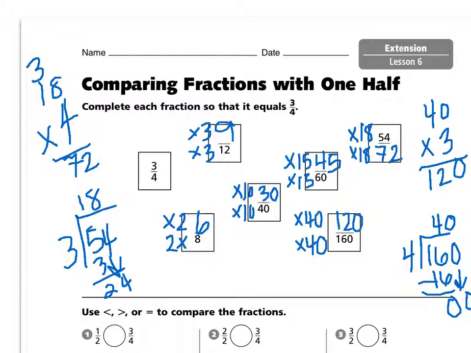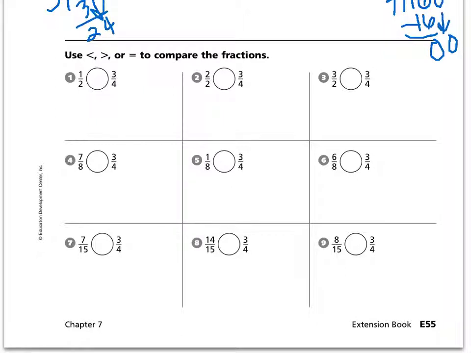In order to get full credit, you need to show all of your work. We're going to compare the fractions. We need to use less than, greater than, or equal to for each one. Now remember, there's a little bit of a trick to do this. I can do 2 times 3, and I know that that's 6, and I can do 4 times 1, and I know that that's 4. That means that 3/4 is bigger than 1/2 because the 6 is greater than 4. So I know that this is going to be greater than.